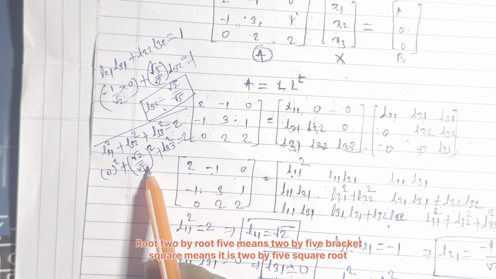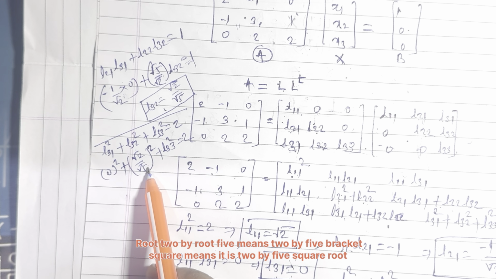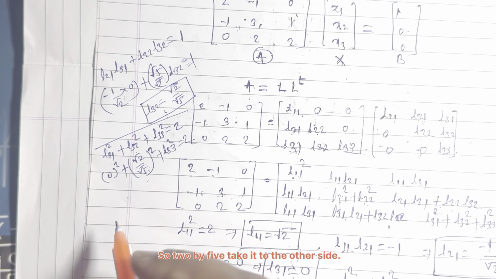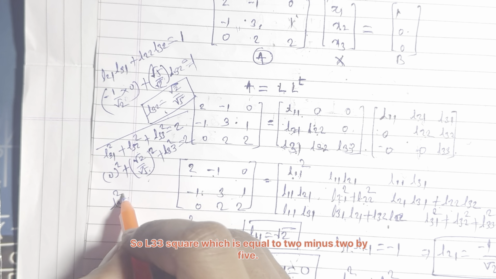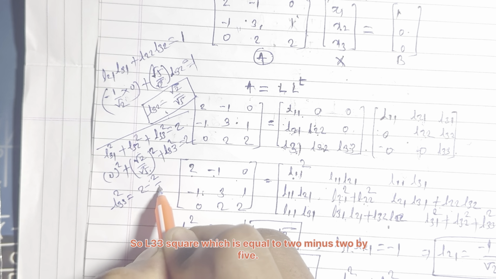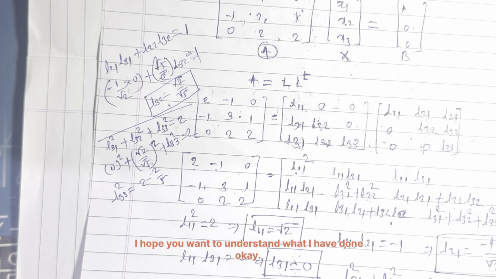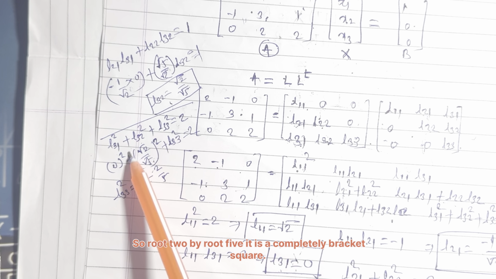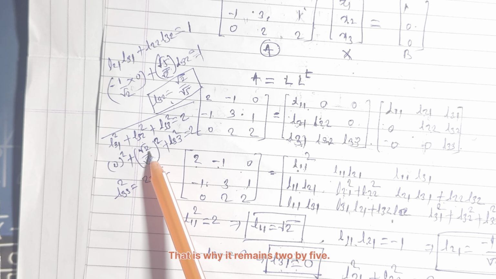Root 2 by root 5, bracket square, means it is 2 by 5. The square root cancels with the square. So 2 by 5, take it to the other side. So L33 square is equal to 2 minus 2 by 5. I hope you all have understood what I have done. Root 2 by root 5 is completely in a bracket square now, that's why it remained 2 by 5.